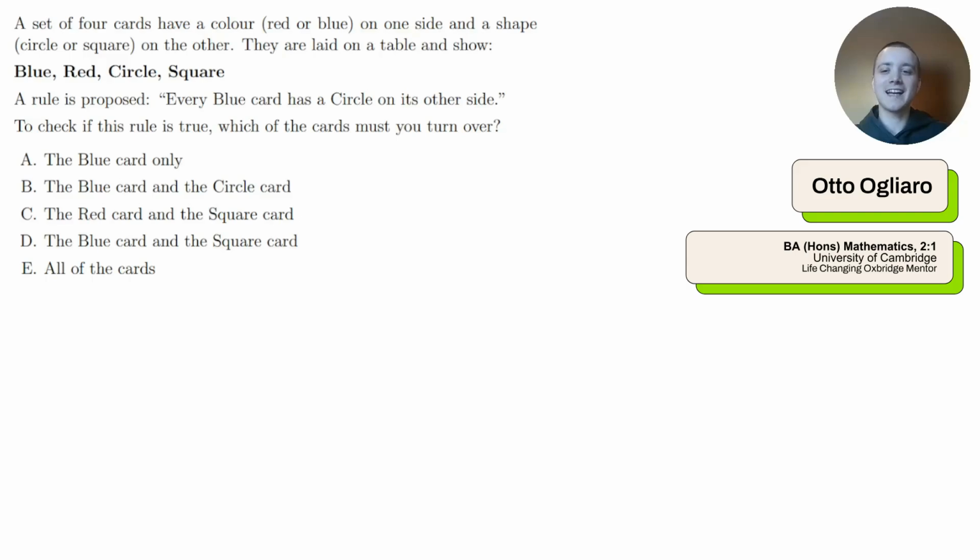Today we're going to be looking at a TMUA style logic and reasoning question, which I find a lot of my students tend to trip up on. So feel free to pause the video, have a go at this problem yourself, and we'll go over the solution.